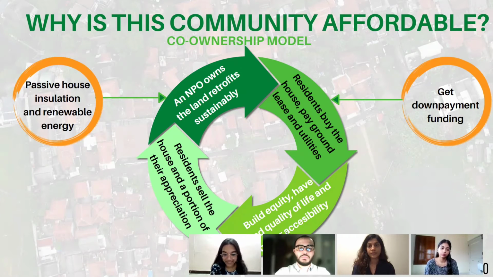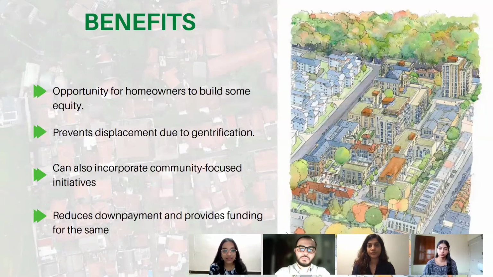When they decide to resell their house, a portion of their appreciation would go to the community land owners in order for them to maintain the land, as well as in order for it to be affordable for the incoming home buyers. Another portion of the appreciation would also go to the investors in case they requested down payment funding in the beginning. The benefit of our model is that the homeowners have the opportunity to build equity and also seek the benefits of owning an asset.